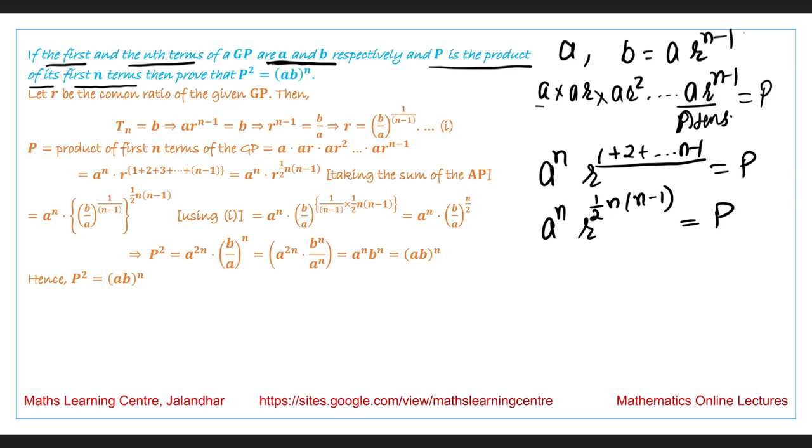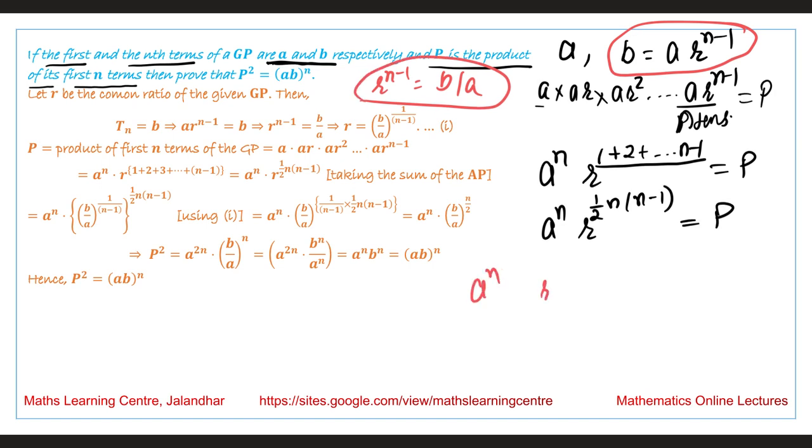Now look at this value. We have B over A. We are talking about the value of R raised to the power n minus 1, and its value is B over A. Now we can substitute this value over here. We have A raised to the power n, R raised to the power n minus 1, raised to the power n by 2, is equal to P.